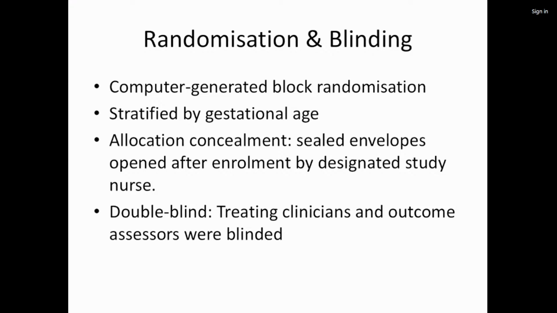Now randomization and blinding. Randomization was done with computer-generated variable block randomization, with 1:1 allocation to norepinephrine and dopamine, stratified by gestational age. Double blinding: a study nurse prepared the infusion, and syringes were labeled as study vasopressors. Treating clinicians and outcome assessors were blinded, and norepinephrine and dopamine appeared identical and had similar titration rates, as mentioned before, 0.4 ml per hour.